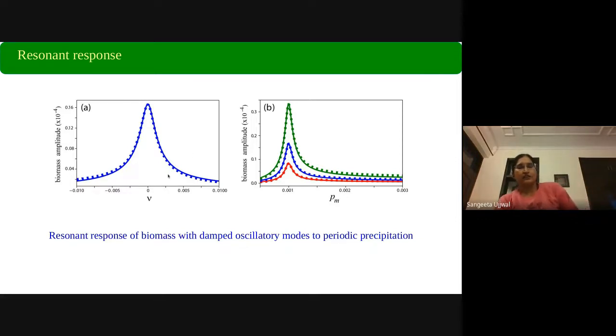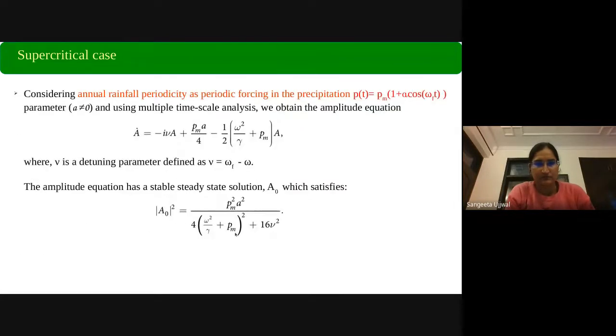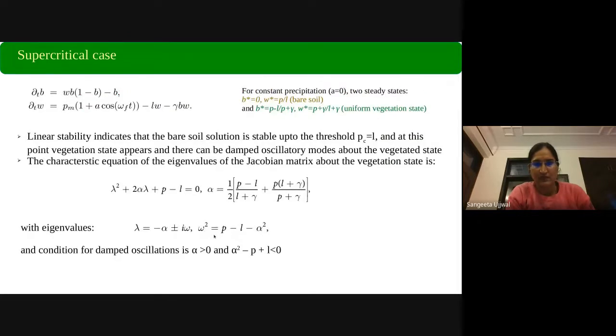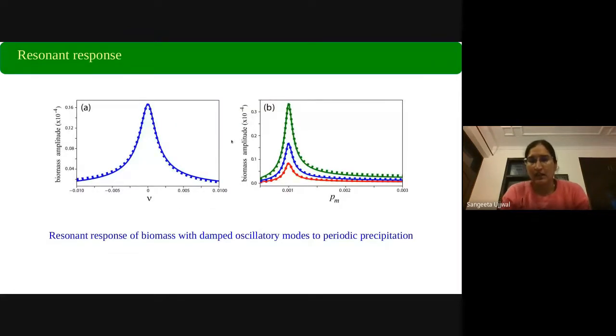And since the intrinsic frequency depends upon precipitation P, as we can see from this equation for omega, this resonant response is also evident when we plot biomass amplitude with respect to mean precipitation PM. Then also we can see this peak in the amplitude. Okay, so this is for the supercritical case.